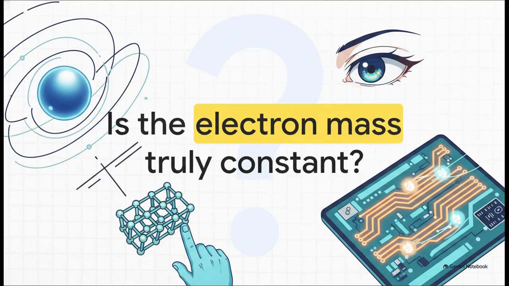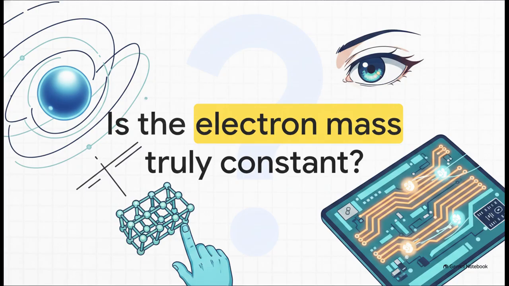Think about it for a second. Is the mass of an electron actually constant? If you've taken a basic physics or chemistry class, you probably memorized the rest mass of an electron as this fundamental, unchanging constant of nature. It's roughly 9.11 times 10 to the negative 31st kilograms. Fixed, right? Well, today we're going to completely upend that idea.